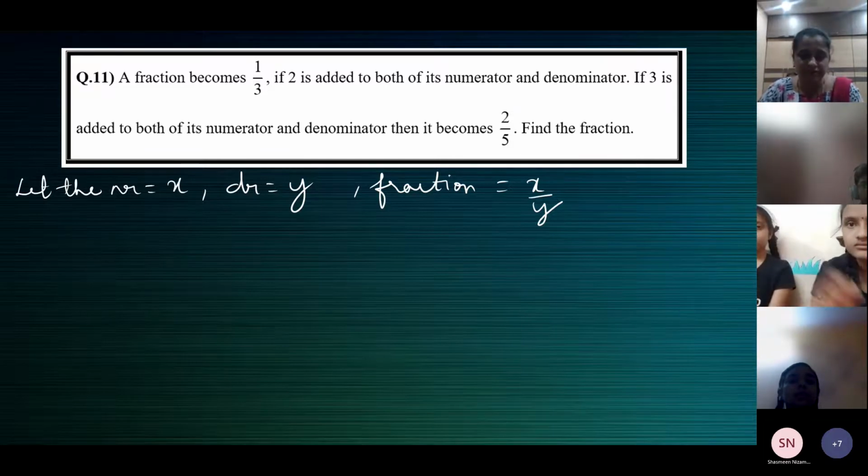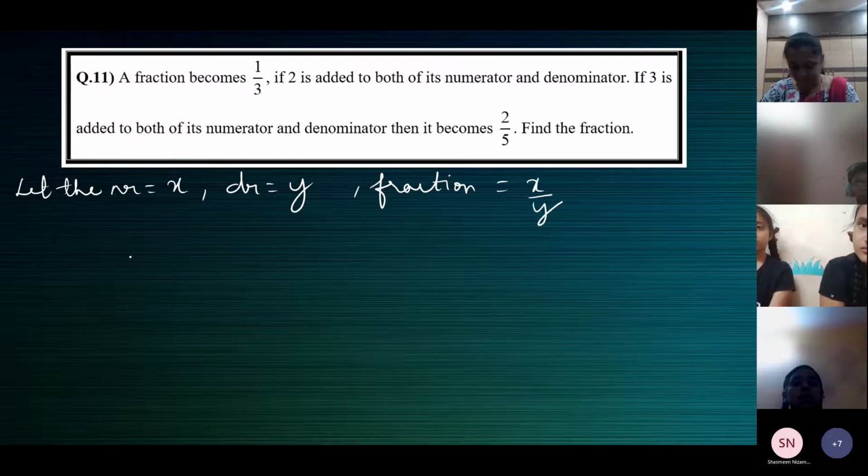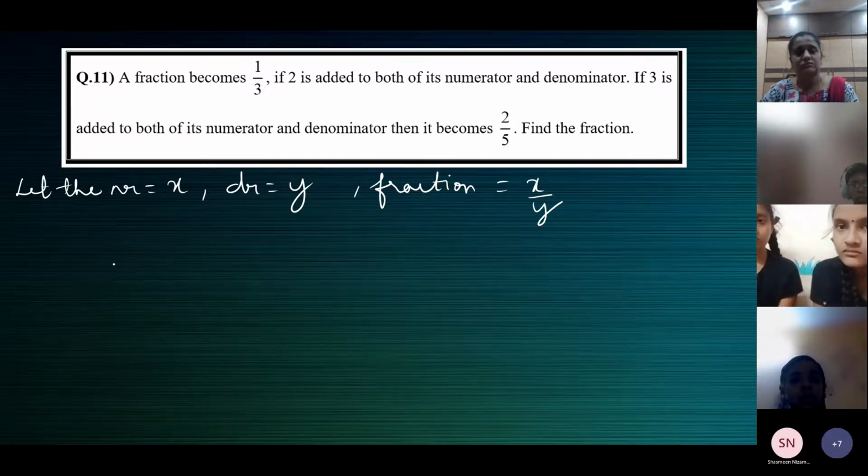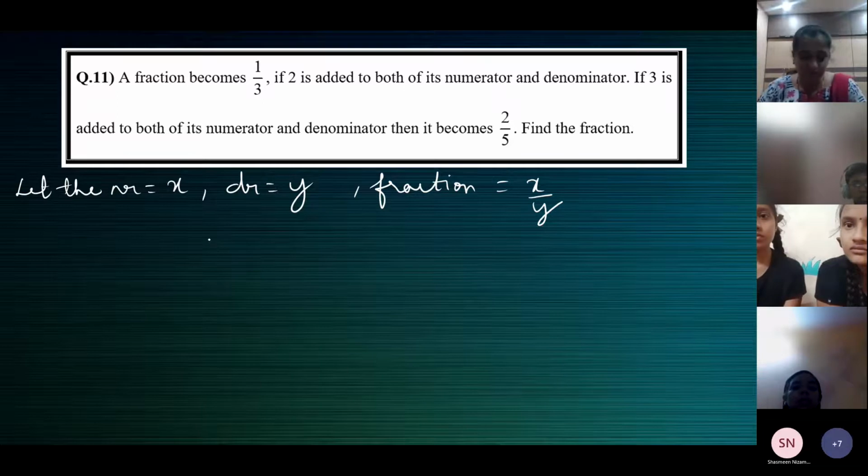If the original numerator is x and the original denominator is y, then the original fraction is x by y. So let the numerator be x, let the denominator be y. Numerator upon denominator, x by y. Now how do we construct the first equation? A fraction becomes 1 by 3 if 2 is added to both its numerator and denominator. That is the first information.